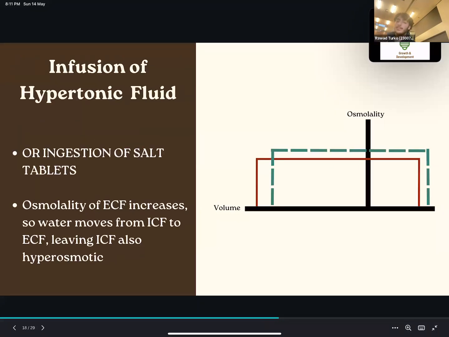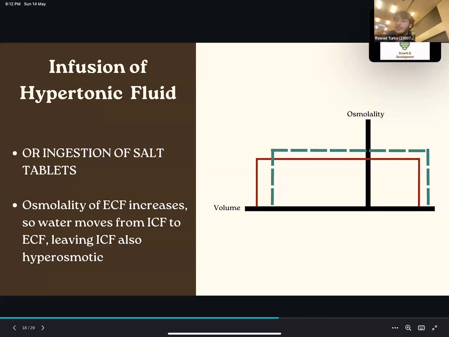The third case in the slides, if you actually read the doctor's slide himself, he called this case ingestion of salt tablets, but it means the same thing as saying infusion of hypertonic fluid. So with infusion of hypertonic fluid, when we have an increase in extracellular fluid osmolality, water moves from the intracellular fluid to the extracellular fluid, leaving the intracellular fluid also hyperosmotic.